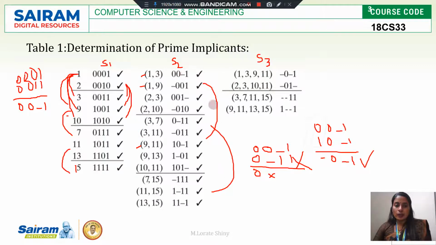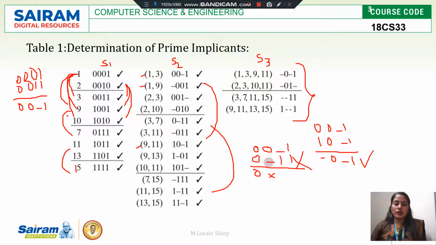So like that you have to compare one by one everything from group 1 with group 2, then group 2 with group 3, everything you have to complete, and you should write the stage 3 prime implicants. So these are the final stage 3 prime implicants. 1 2 3 4 prime implicants we got from table 1. So out of these 4, which are the essential prime implicants, that we will choose using table 2.